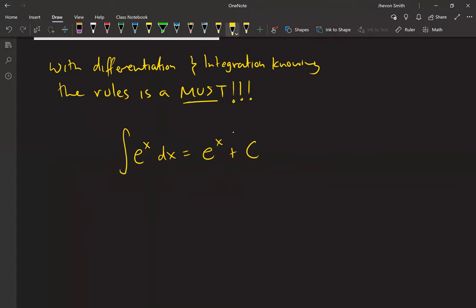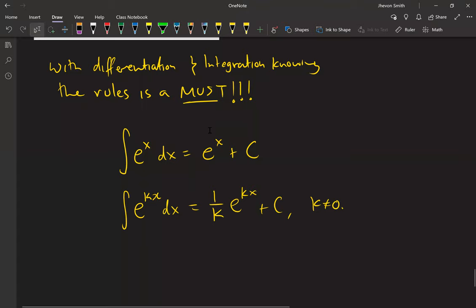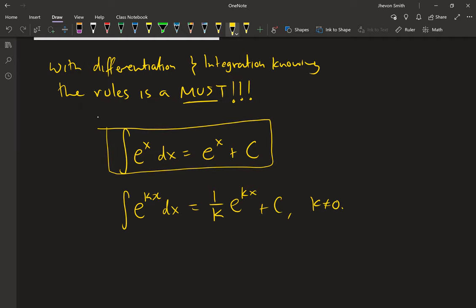Now there's a slight variation on this, and you could actually figure this out using substitution. But I think it's worth memorizing by heart because it just shows up often enough. If you have e to some constant times x, technically you could go through and do a substitution. U equals kx, your du would be k dx, and then you divide through by k, but ultimately you end up with 1 over k e to the kx. So whenever an exponential shows up in an integral problem, these are the two rules. Technically you can memorize the first one and the second follows by a simple substitution, but I think it's worth it to memorize both of them.